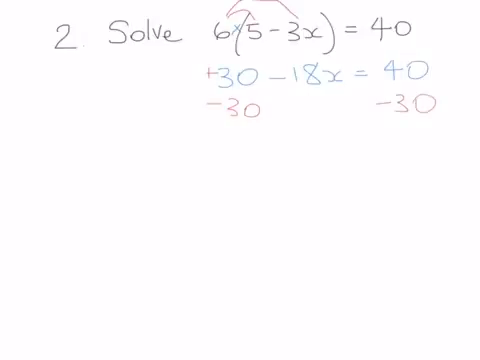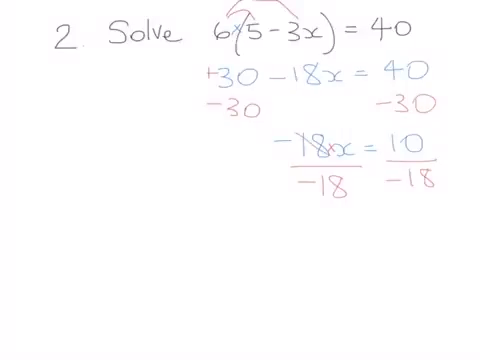The 30s disappear, and we're left with not just 18x, but negative 18x. And 40 minus 30 is 10. Now we want x by itself. At the moment, minus 18 has been timesed by the x. So the opposite of timesing by minus 18 is dividing by negative 18. Whatever you do to the one side, you do to the other.